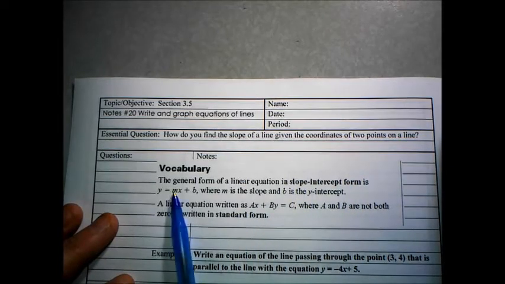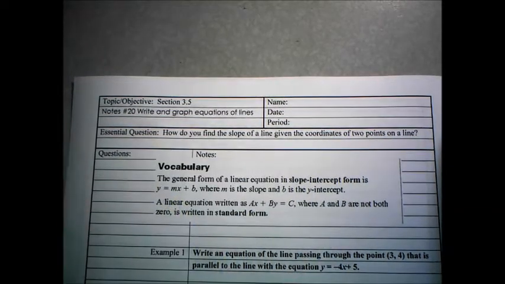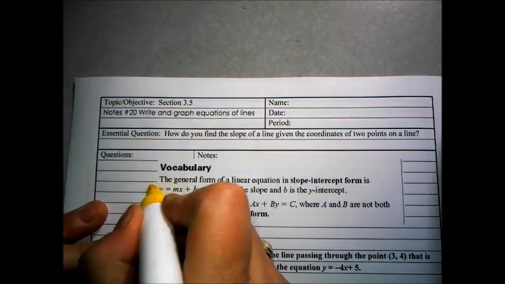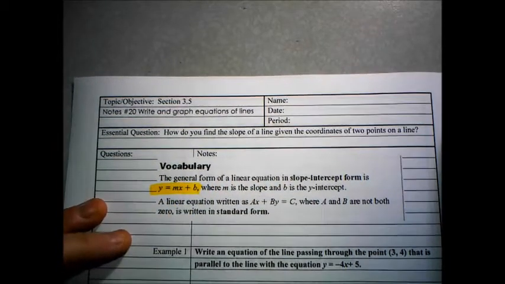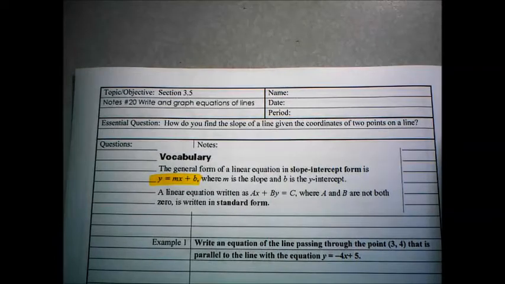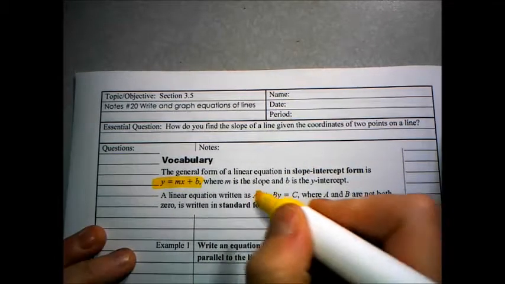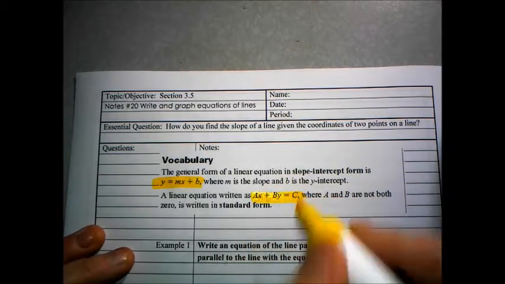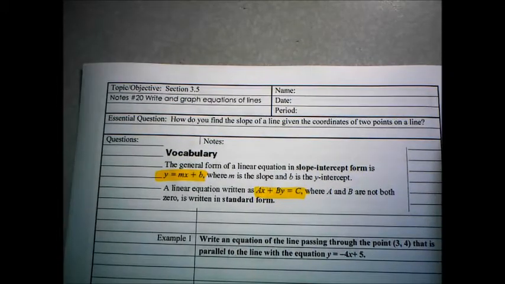Okay. Today's vocabulary is being able to write it in slope-intercept form, but hopefully you remember this from last year. We have y equals mx plus b, where m is your slope and b is your intercept. And also you may have your equations that are in standard form, where you'll have to move it around.